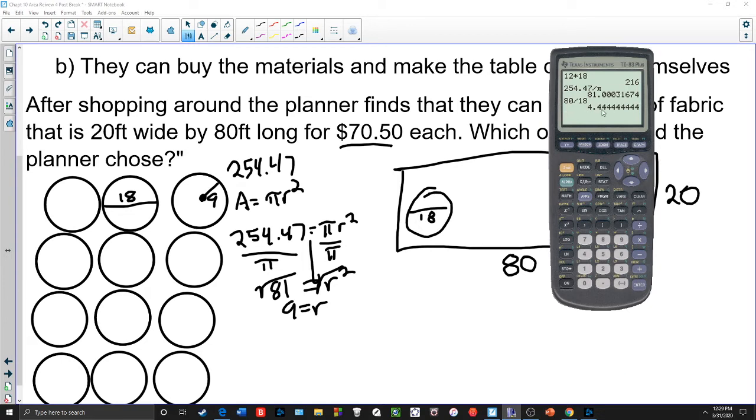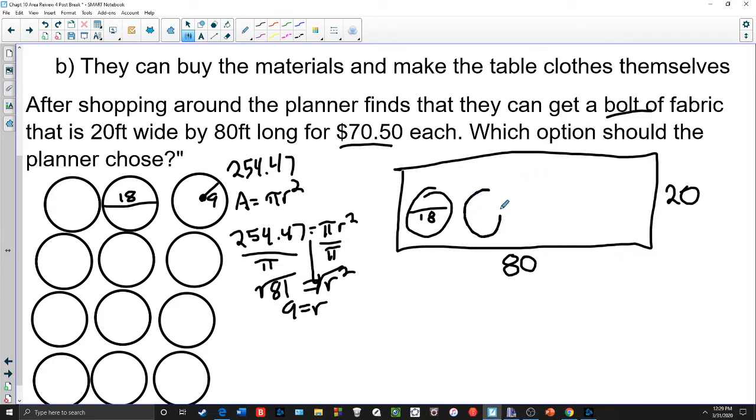And so we get basically 4, right, if we round down. So 4.4 repeating, and we can't have 0.4 repeating of a circle, so we can have 4 of these circles fit comfortably in there. We'll have a little bit of extra space left over.